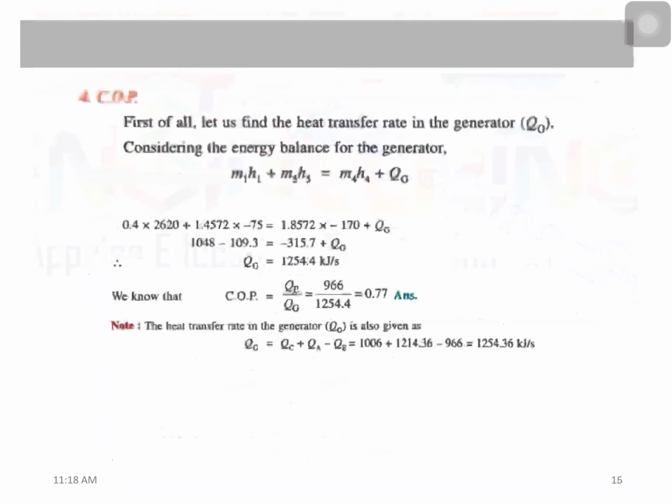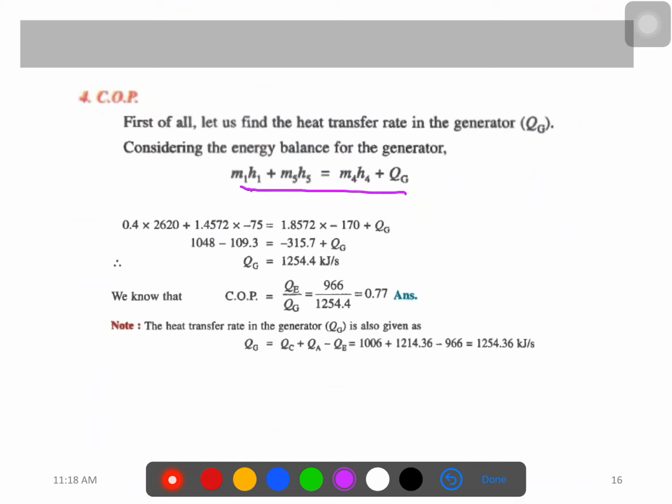Then in order to find the COP, we applied the energy balance in the generator. After applying the energy balance in the generator, you can get QG, and then you can find out the COP of the system. Very easy. So after that you can go for the heat transfer rate in the generator. Q is also given as this. This is how you can calculate the heat generation.